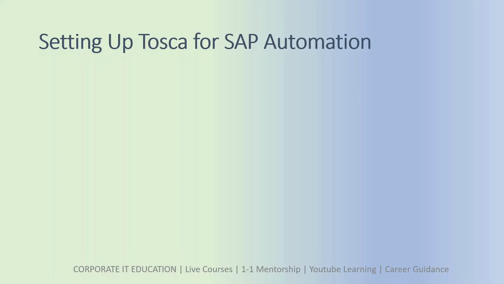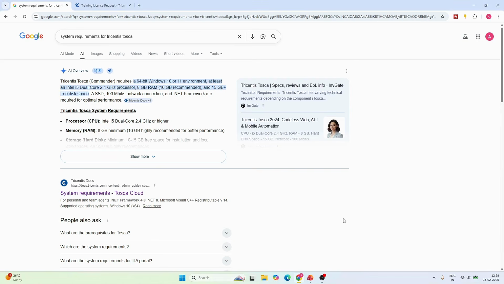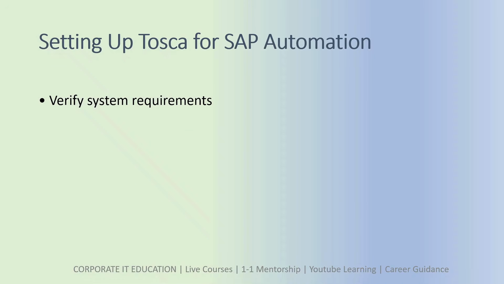So the first thing is we have to validate the system requirements. Now the basic system requirements are that you should have at least 8 to 16 GB of RAM and at least 10 to 15 GB of hard disk space available in your machine. Now you can check on Google by searching for system requirements for Tricentis Tosca Commander, and you'll be able to see what kind of processor and all those details because it will depend on what type of version you're planning to download. Okay.